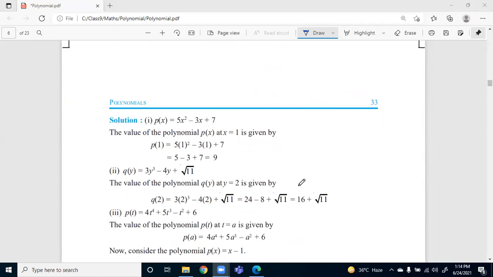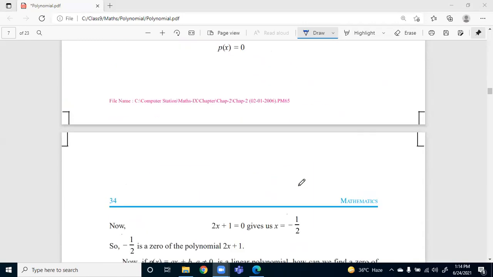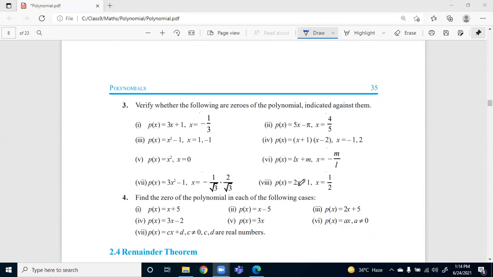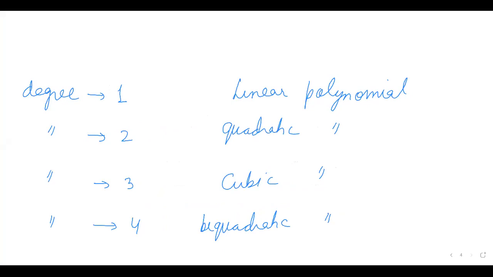Okay, so let's move to the second exercise. In the second exercise, you have to find the zero of the polynomial and the value of the polynomial. Okay, what two things you need to do? You need to find the zero of the polynomial and the value of the polynomial. So I'm just sharing you the way. Zero of polynomial.